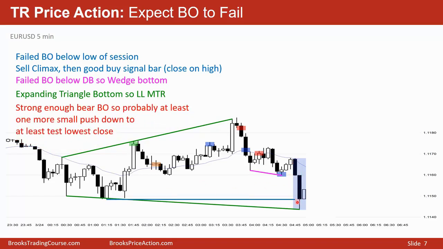Again, a strong enough bear breakout to expect at least a small second leg down. Also, because it's a surprise, the bulls tried to get a double bottom. They had a good buy signal bar. They had a high 2, high 1, high 2. It is reasonable to take this buy, but instead we get this big bear breakout. Usually when you get a surprise, you get at least a small second leg down. However, you might not get more than that. Traders will look for a reversal up, either here or soon.